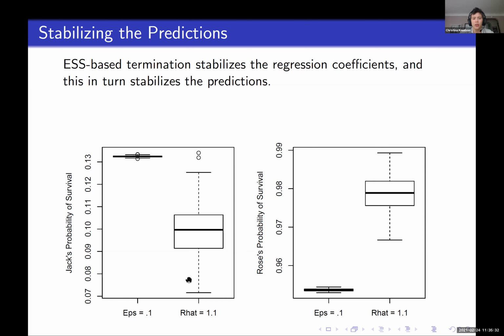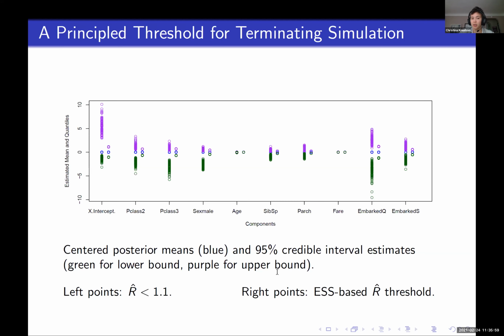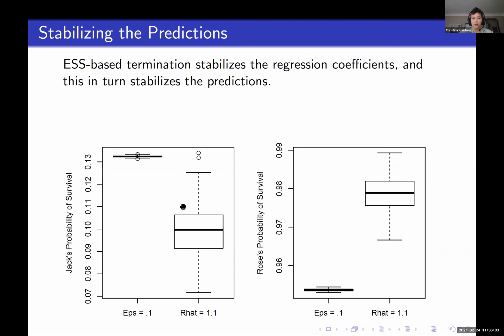probabilities of survival. So on the right, we have the probabilities of survival according to the simulations that were terminated according to r hat less than 1.1. And then on the left, we have their estimated probabilities of survival when we terminated the Markov chains according to the effective sample size based termination threshold. And so no surprise, back here we had a lot of variability in the estimation of the coefficients, and that then propagates forward into our probabilities of survival. When we terminate according to 1.1, then we have a lot greater variability. And of course, we would like to have as little variability as possible. So it would be wise to, instead of running your chain until you hit r hat less than 1.1, run your chain until you hit the effective sample size based r hat.